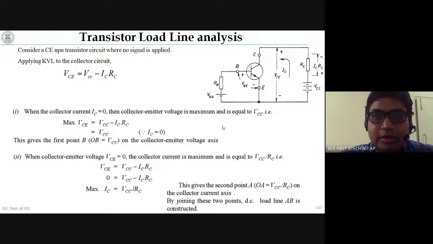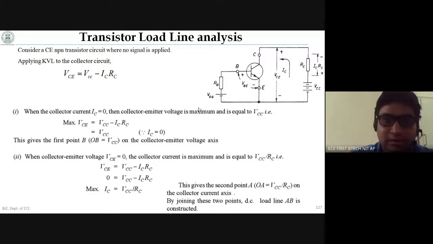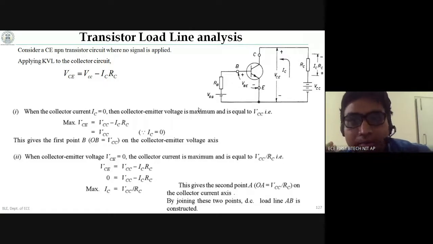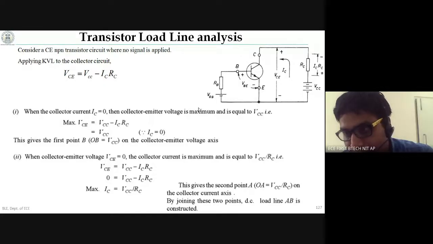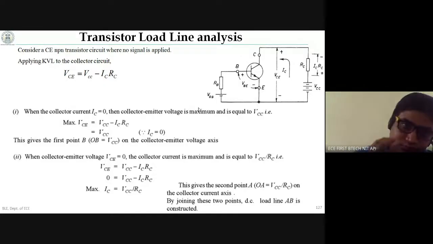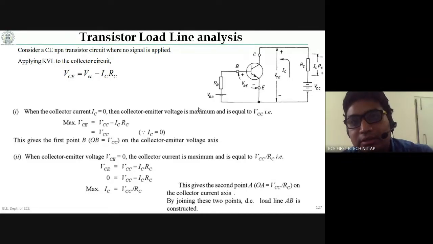So that it will be common to all the sections, and to get to know about the things which we are now going to discuss, it is actually transistor load line analysis. Because transistor load line is very important. You can say it is an important point in the transistor circuit, because before going to biasing we need to understand what actually the transistor load line is.